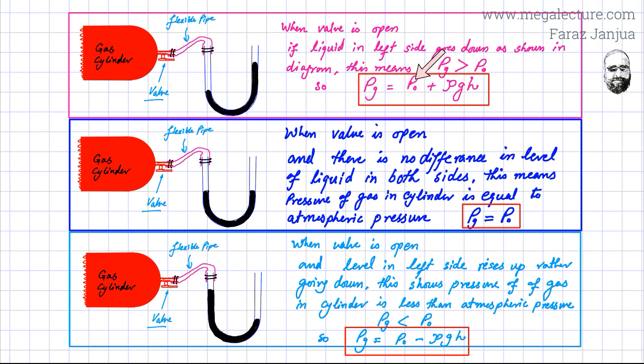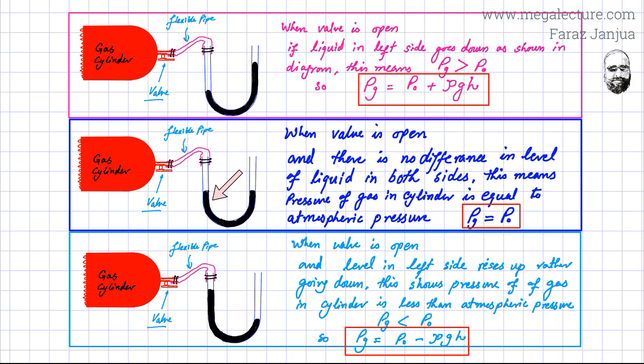It will be atmospheric pressure plus rho GH. And this is what we can see qualitatively, and this is quantitatively. Qualitatively, we can simply say the pressure of gas is more than atmospheric pressure. And if we need to find the value of pressure of the gas in the cylinder, it will be atmospheric pressure plus rho GH.